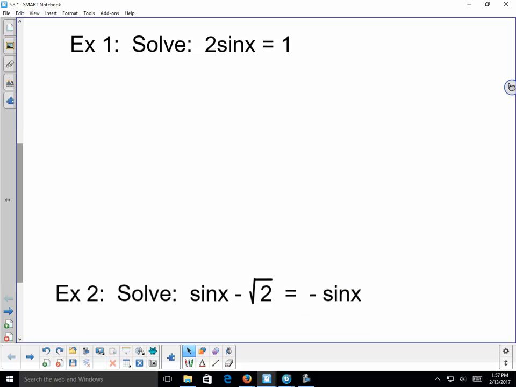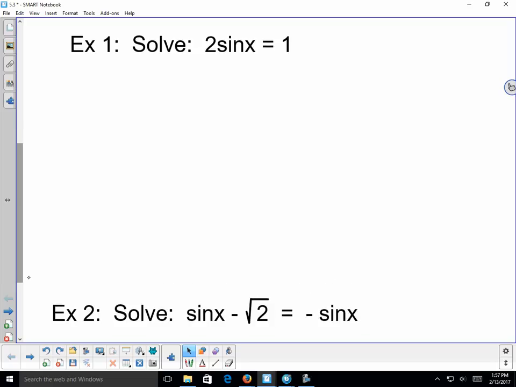All right, so let's take a look at number 1. It says solve 2 sine x equals 1. So our first step here is going to be to divide both sides by 2. And so we're going to have sine x equals 1/2. Now you're going to look at your unit circle and say, where on my unit circle is the sine equal to 1/2? Madeline? Pi over 6.